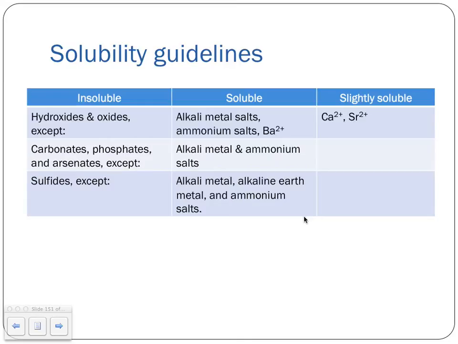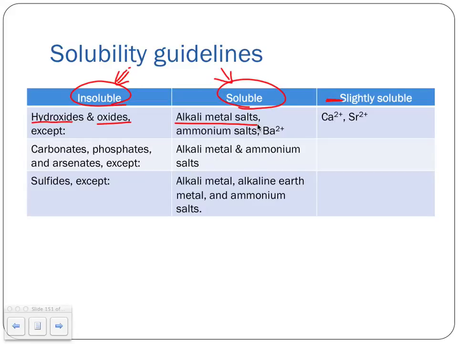Do notice that I've flipped the two here: instead of having soluble and then insoluble, now this is our insoluble column, this column is going to be soluble, and slightly soluble is still sitting over here. So substances that are primarily insoluble: hydroxides and oxides are almost always insoluble, with the exception of alkali metal salts. We talked about that before.